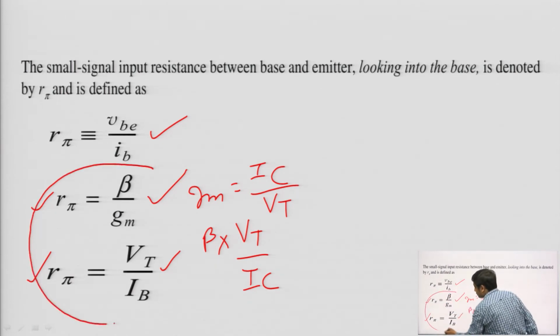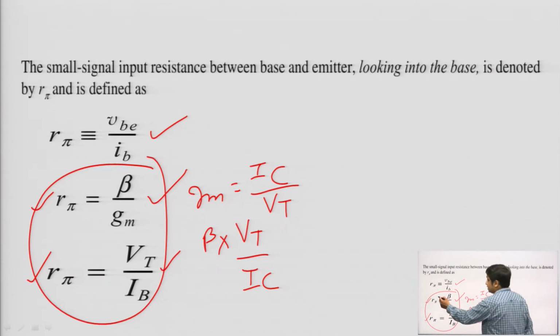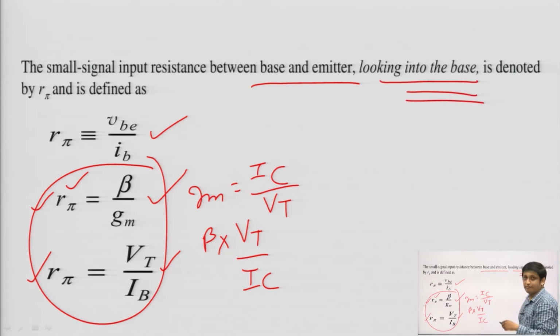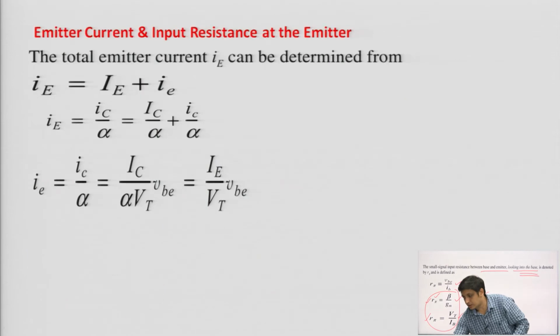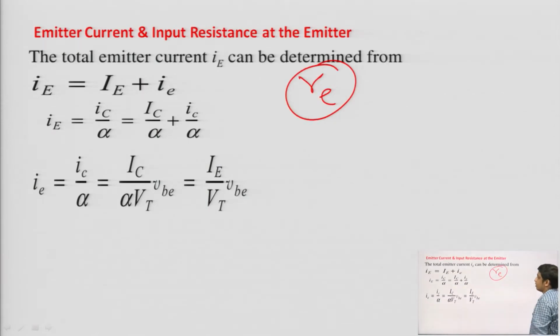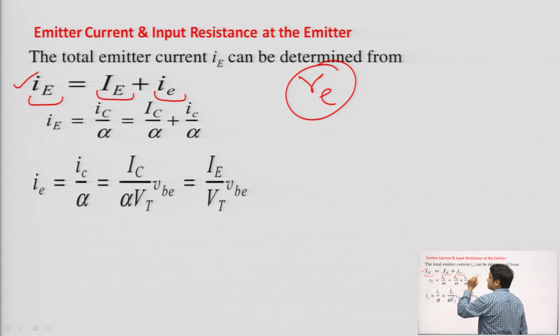So, these are the two equations for R pi, that is very important, we will use it in future. This R pi is basically the small signal input resistance between base and emitter looking into the base, and when we look into the emitter, then the resistance is called small r small e. So, again the same concept, small i capital E, the total emitter current, is equal to the summation of the DC emitter current and AC emitter current.